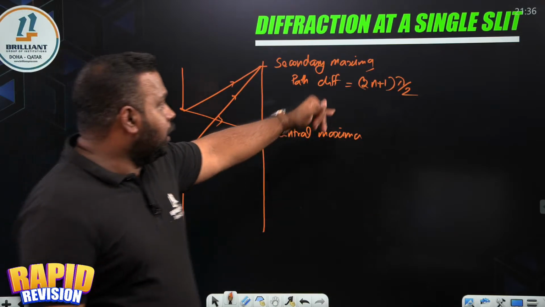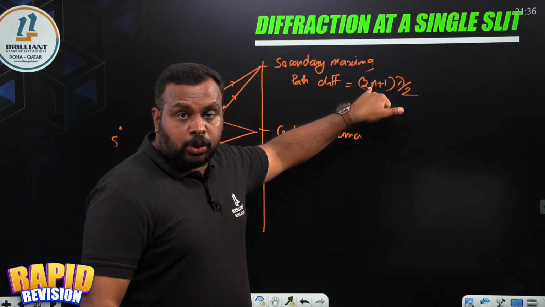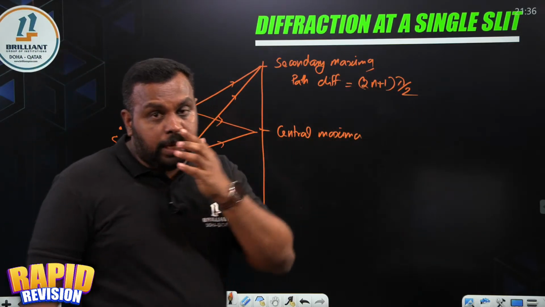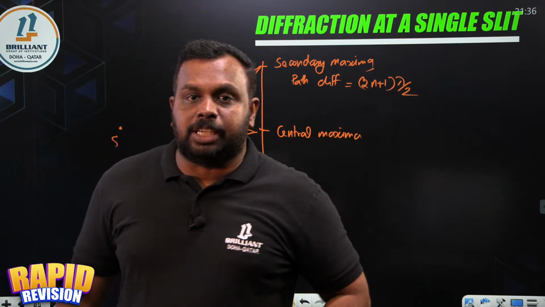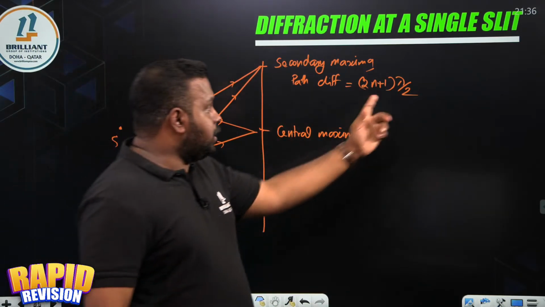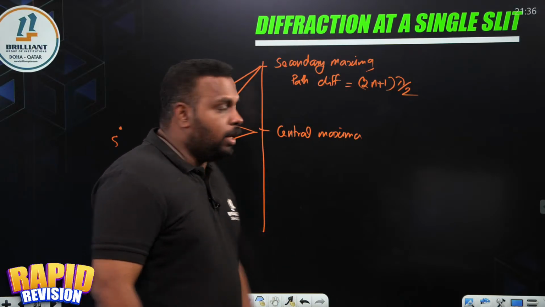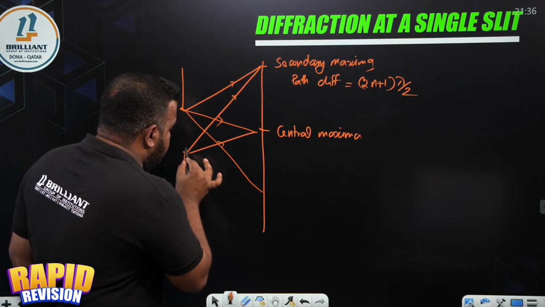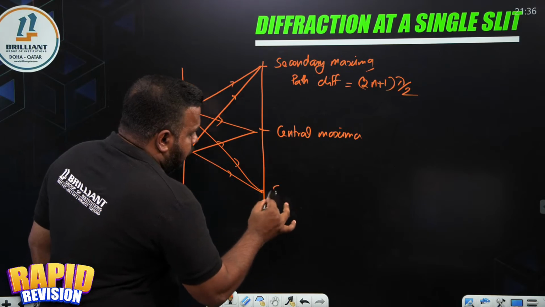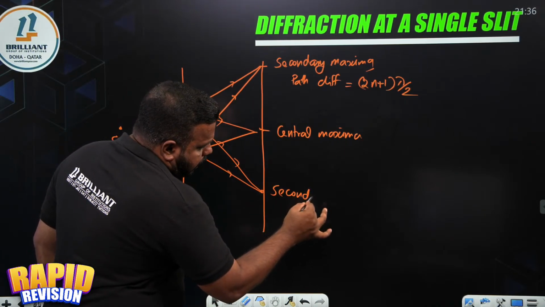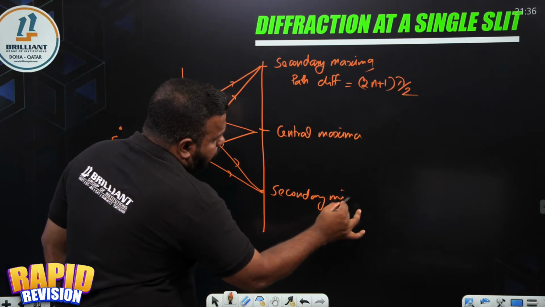Why? Here if you substitute n equal to 1, we get 3 lambda by 2, which means the first secondary maxima is obtained at 3 by 2 lambda. That's the reason why we are taking it as 2n plus 1. Then another point, secondary minima, minima means dark, what is the condition?